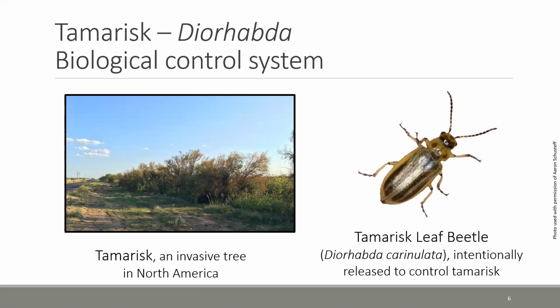Our system is with tamarisk, which is an invasive tree in Western North America, and the tamarisk leaf beetle, Diorhabda carinulata, which was intentionally released to help control tamarisk. It does this by eating the leaves of tamarisk, which slows the growth rate of the invasive tree.